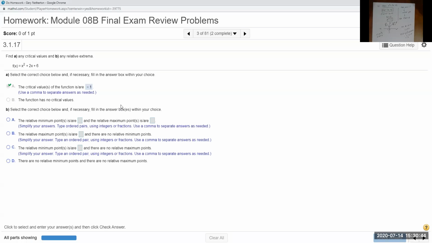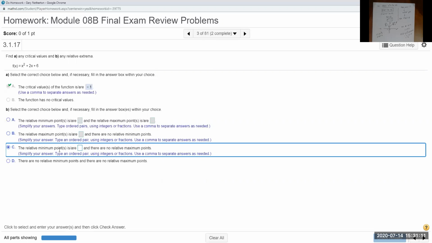Oh, they asked some more questions. Select the correct choice below, and if necessary, fill in the answer with your choice. So here, it's just a critical value. Now they're asking us, is it a max or is it a min? We've already figured that out. All we have is a minimum and no maximum. So I think we're going to have this choice here, C.